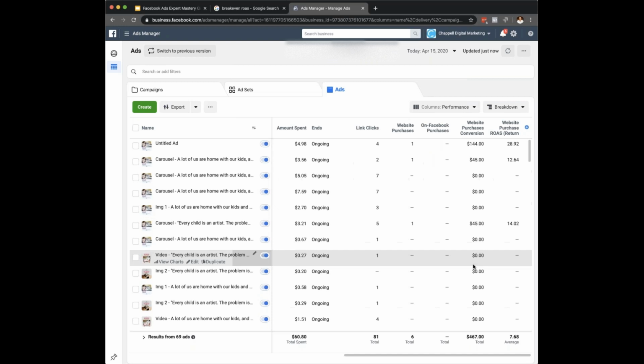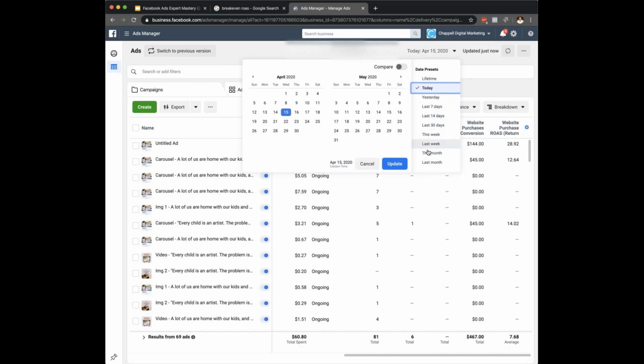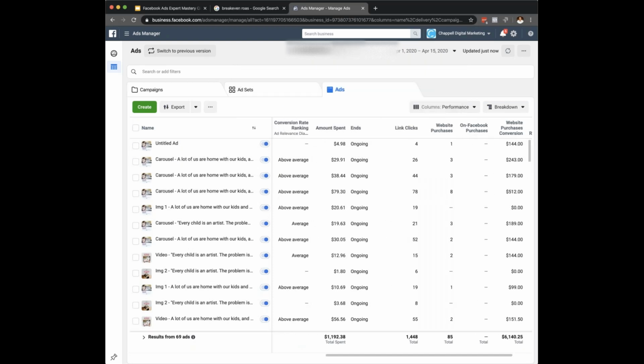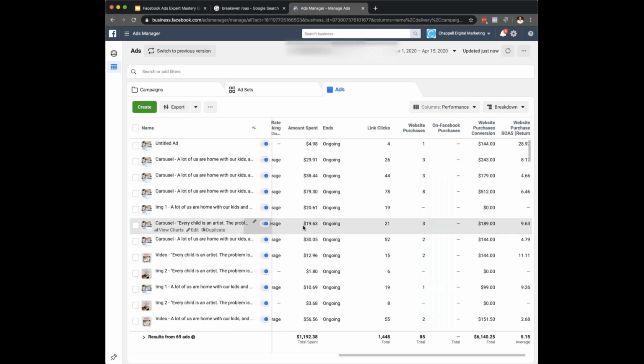Let's see what it is today. About 7.68 today, spent $60, made close to 500. You see what I'm saying? Those are the kind of numbers you want to do, like spend $19 and make close to 200, or spend $12 and make 144.